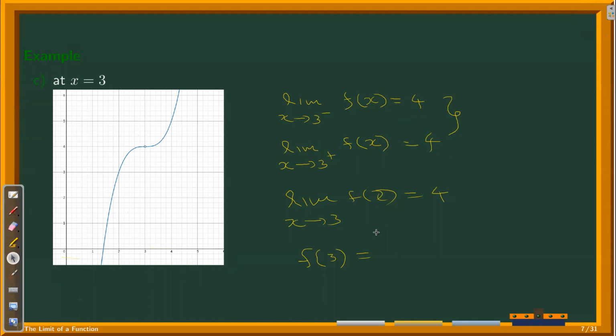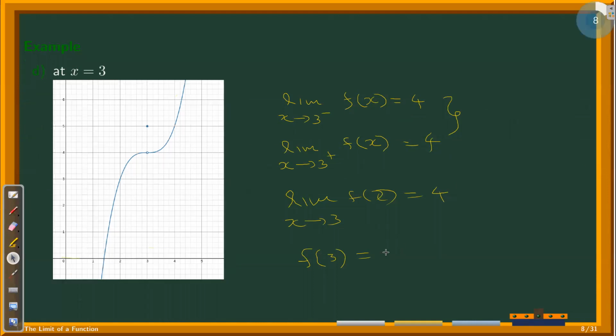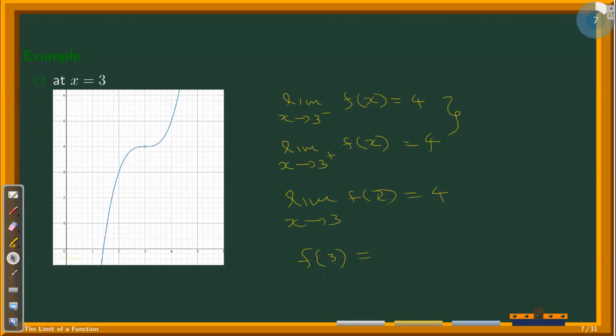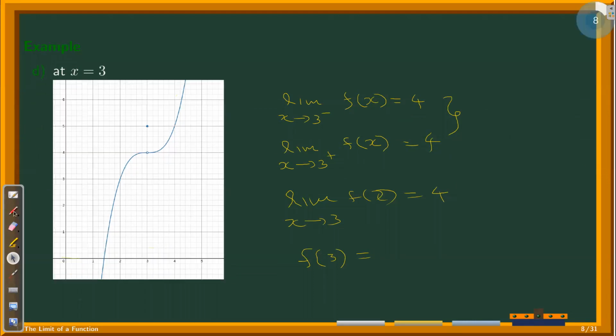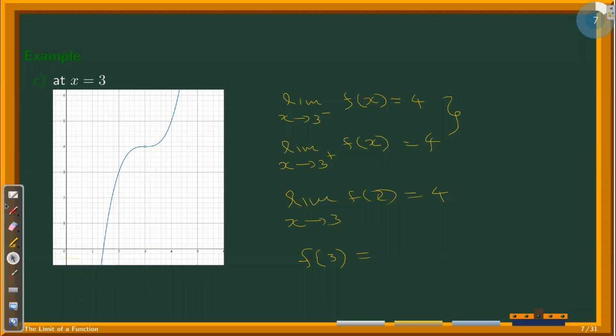So because of that, this is undefined. Okay, function value undefined. Sorry, keep going for the next one.